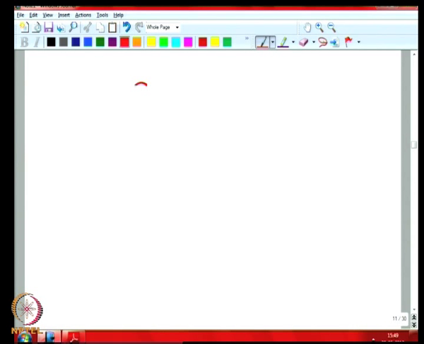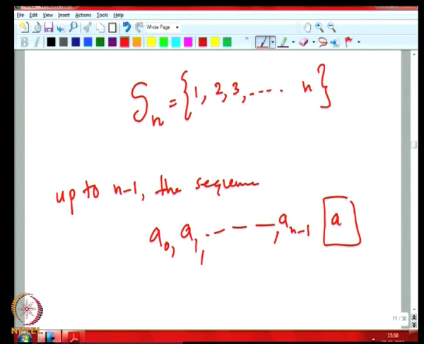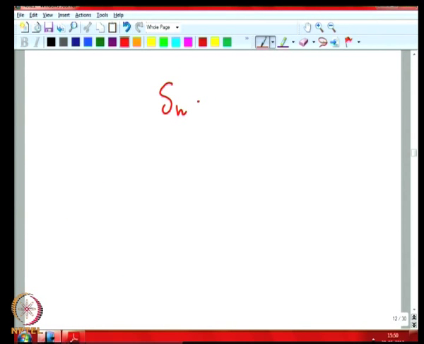To prove this we consider Sn. Now Sn is like this, 1, 2, 3 up to n. Let us say up to n minus 1 we have figured out the numbers, that means for n minus 1 we know the sequence A0, A1 up to A(n-1). Now we want to get a relation, I mean we want to express An in terms of these previous numbers. How will you do it? This Sn being 1 to n, we can consider 2 cases.